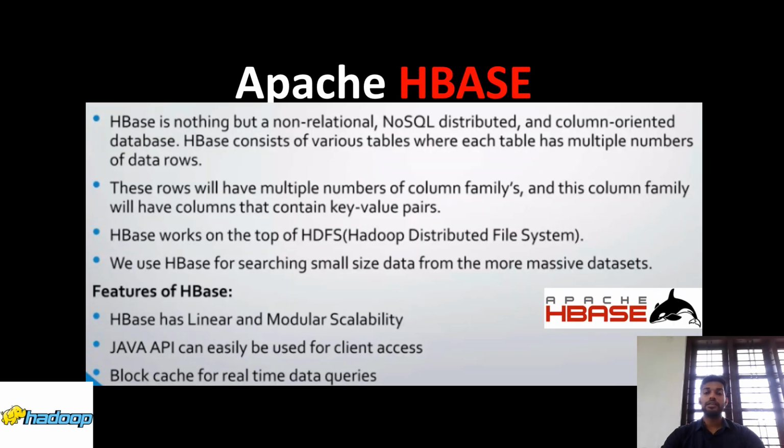Apache HBase is a non-relational database, or let's say NoSQL, column-oriented database. It consists of various tables where each table has multiple data rows. These rows will have multiple column families, and all these families will have columns that contain key value pairs. HBase works on top of HDFS, and we mainly use HBase for searching small size data from a big data set.